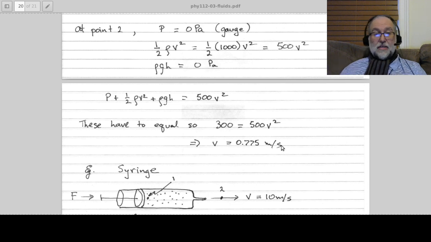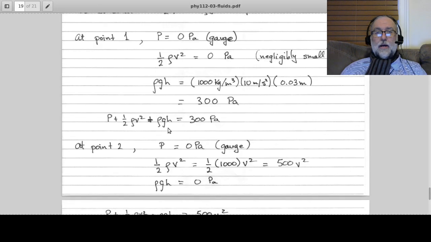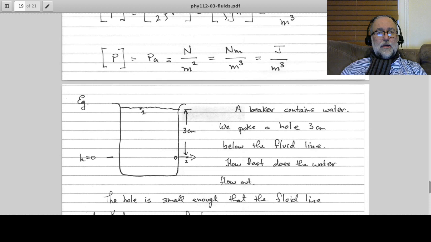And that's how fast the fluid would be flowing out at the bottom at that hole. I guess 77.5 centimeters per second, which is pretty fast, but there it is. I could have done it at different points here. Obviously, if you're at less than 3 centimeters, it'll flow slower, and if you're at more than 3 centimeters, it'll flow out faster.